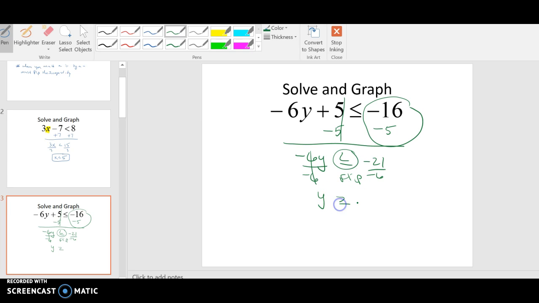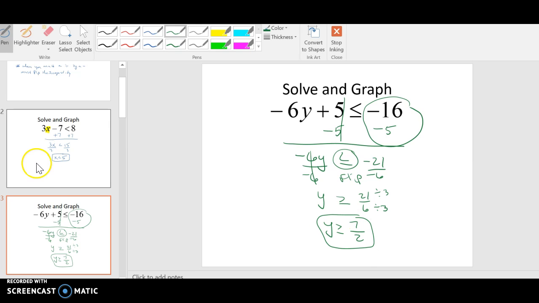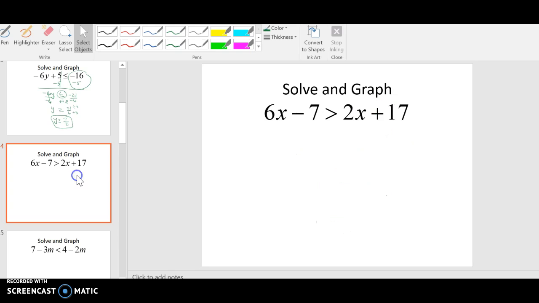So it becomes greater than or equal to, and then 21 over 6, it's positive 21 over 6, but we are going to reduce it by dividing each of these by 3. And that would give you 21 divided by 3 is 7 over 2. Okay, but when you divide by that negative, you must flip the inequality sign.